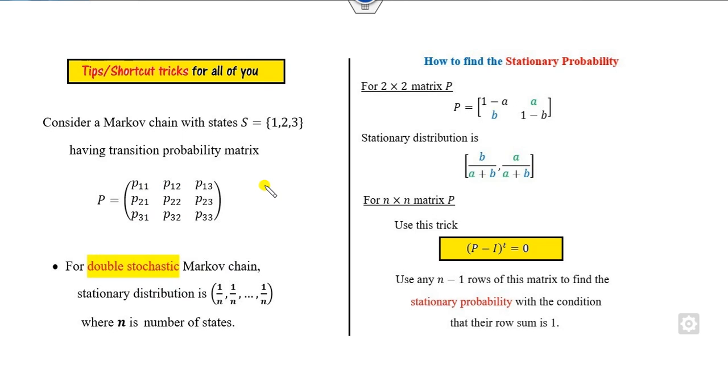Like if I say this is a doubly stochastic Markov chain, how many states? 3 states. So its stationary probability will be 1 by 3, 1 by 3, 1 by 3. There is no need to solve in this manner. If you want to solve again by this, then again you will get the same answer.